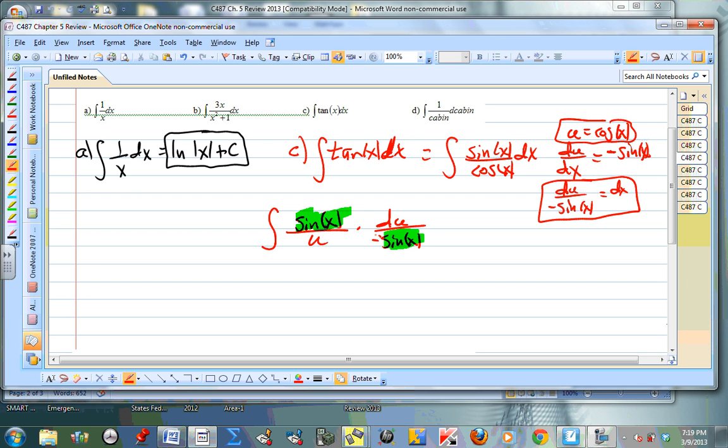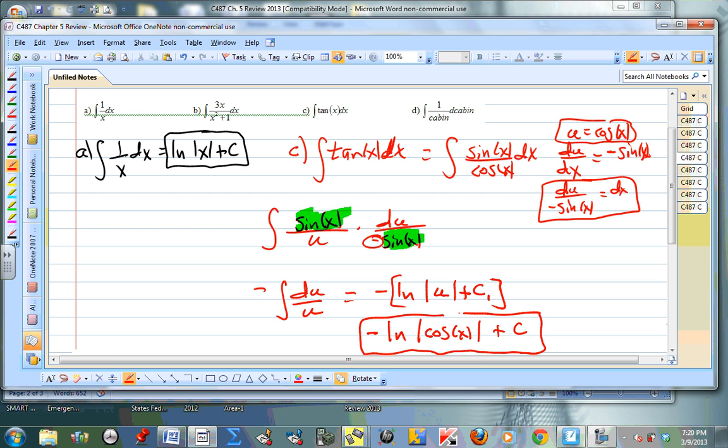And now we can pull this negative 1 out in front of the integral, and call it negative 1 times the integral of du over u. And we all know this is going to be negative 1 times the natural log of the absolute value of u plus a constant. And let's distribute the negative 1 and replace the u all at one time. We can call this negative 1 times the natural log of the absolute value of cosine of x. And negative 1 times a constant is just a different constant. This is good.